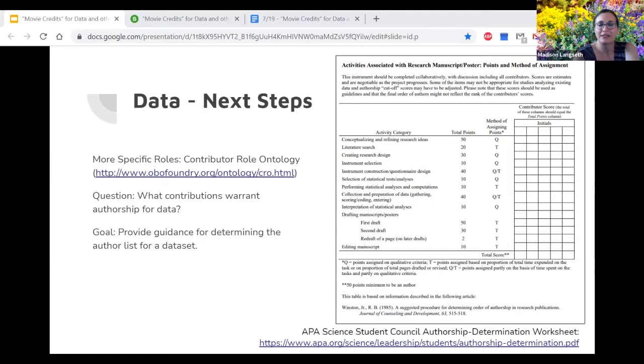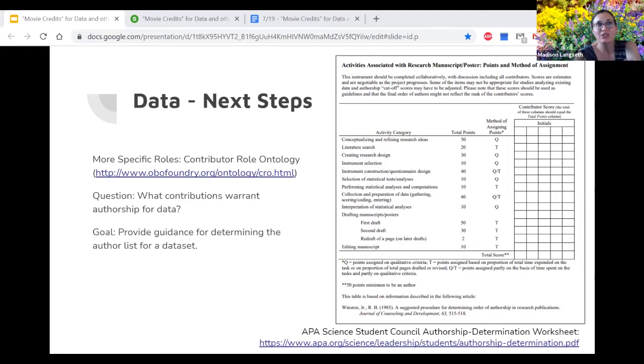And what we're thinking is that it might take the form of a decision tree or a worksheet that allows contributors to determine the roles that they played in a data set development, how much effort was required for that role, and how much weight that role deserves towards authorship consideration. Now, the American Psychological Association's Science Student Council developed a similar worksheet for determining authorship associated with a research manuscript.